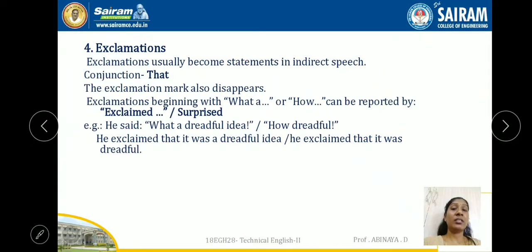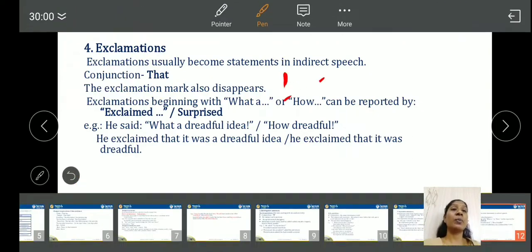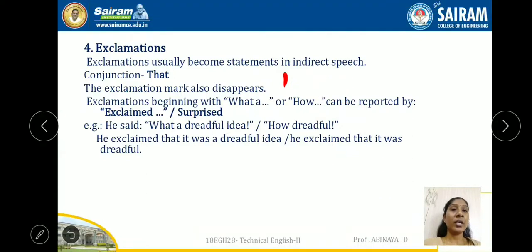Usually we use this sentence to exclaim about something, right. While using this, we can use some words which we use only to exclaim, without any meaning: aha, ayyo, alas. Such words don't have any separate meaning, but we use them to express our emotions. At that time also we have to use "that". Why? Because we are changing that exclamatory sentence into a normal statement. So we use the same "that" as we use in statements, right. And see, the exclamation mark should also disappear, okay.